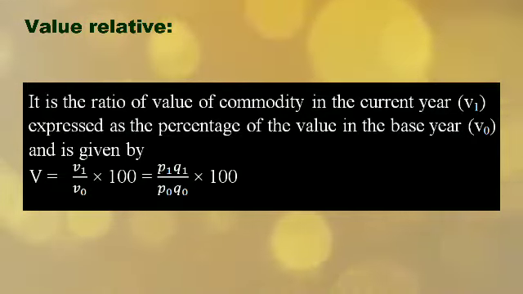As I told, value is the product of price into quantity. So v1 is the value of the current year, the product of current year price and current year quantity. So v1 equal to p1 q1, product of price and quantity of the current year. So v1 equal to p1 q1 divided by v naught, which is p naught q naught. Therefore V equal to p1 q1 divided by p naught q naught, which is multiplied by 100.